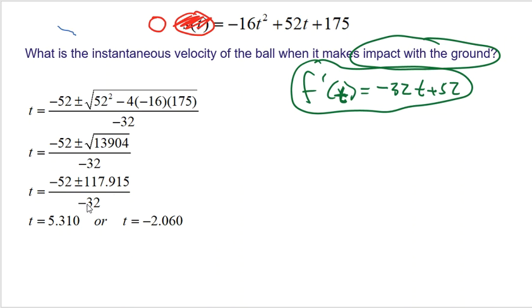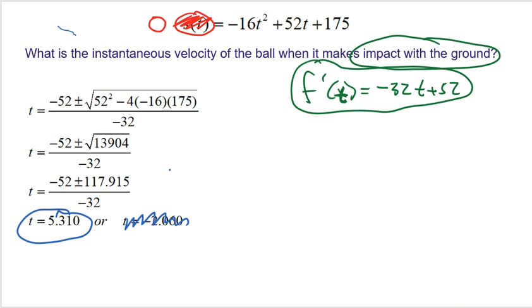And I actually got 2 answers. I got 5.310, which makes sense according to the graph, and I also got negative 2.060, because remember, quadratics have 2 solutions. But I'm going to ignore the negative solution because negative time is impossible in the real world. So this is the time that it takes for the ball to hit the ground, 5.310.